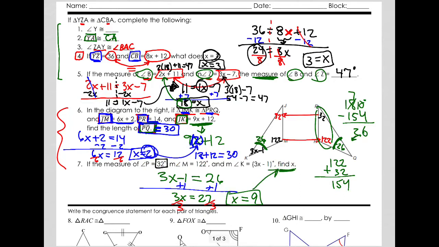So it's all about using what you know. Everything there is just applied information. You know what corresponding angles are. You should know that a triangle measures 180, or the angle measures add up to 180. And you should also know how to set up the equation when you know what the angle should equal.